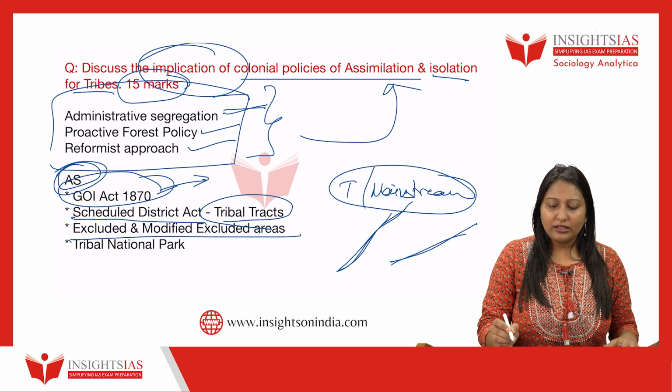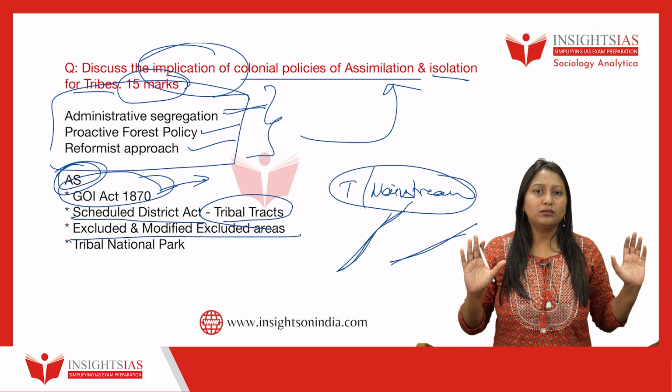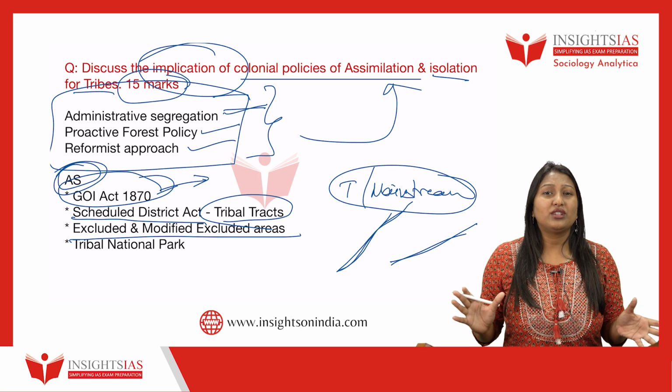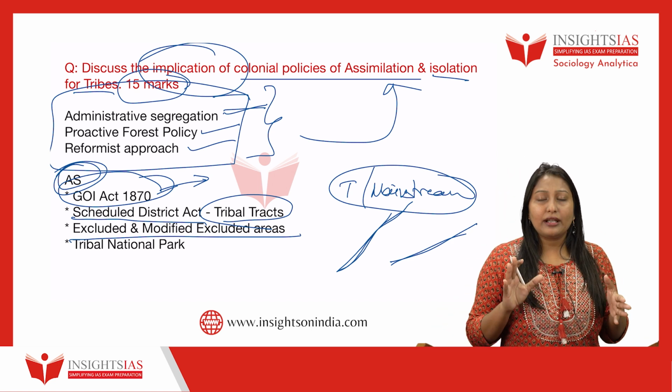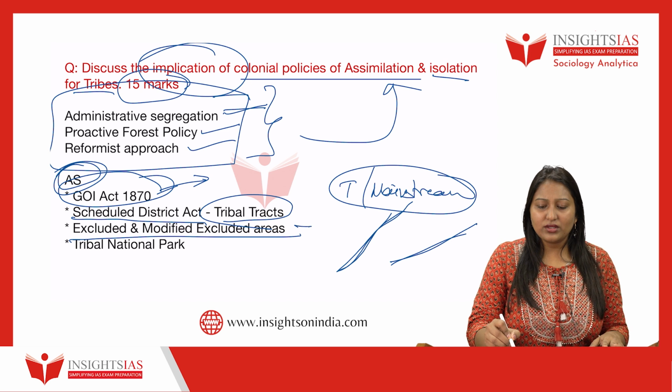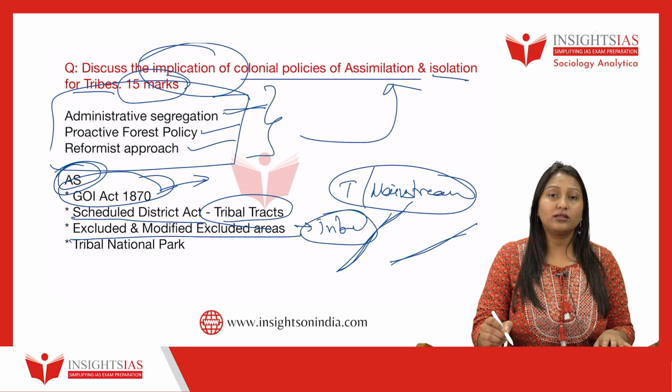Next is excluded and modified excluded areas. So basically, again, with tighter policies and stricter rules, they have made excluded and modified excluded areas. This is exclusively for tribes. Okay, this is exclusive for tribes.